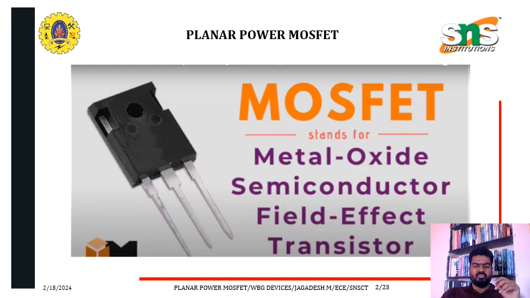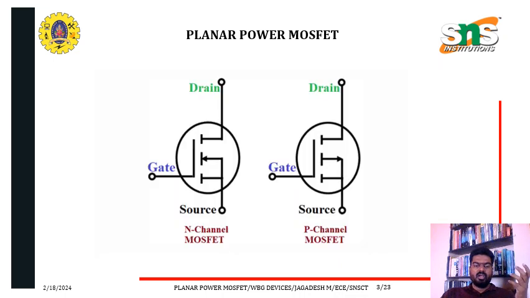So, planar power MOSFET. Before getting into the planar power MOSFET, we must know what a MOSFET is. MOSFET is nothing but a metal oxide semiconductor field effect transistor, which has three terminals: gate, source, and drain. There are two types: N-channel MOSFET and P-channel MOSFET, classified based on the channel variation. The source to drain current flowing is controlled by the gate terminal.